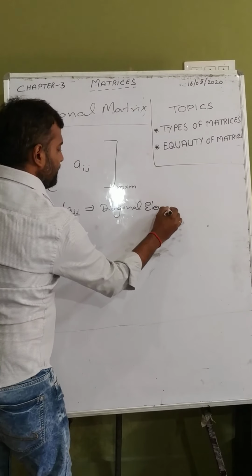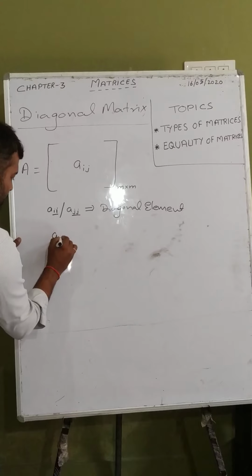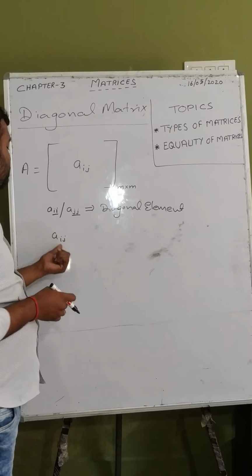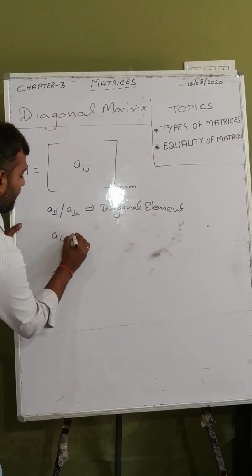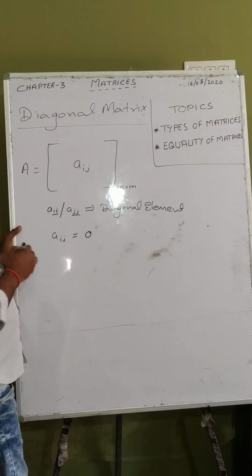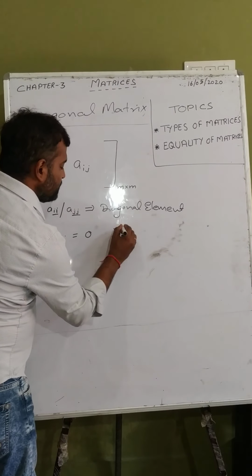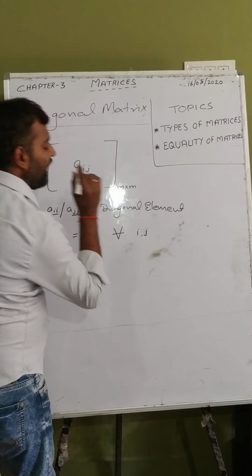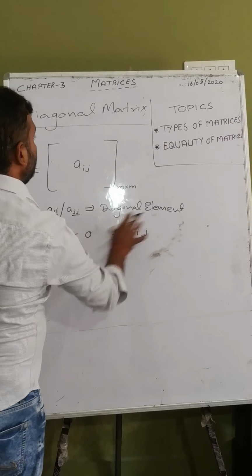Diagonal elements. Now, Aij. Here I and J are both different. Then what must be there? All Aij must be equal to 0 for all I and J. This is the general form of the diagonal matrix.